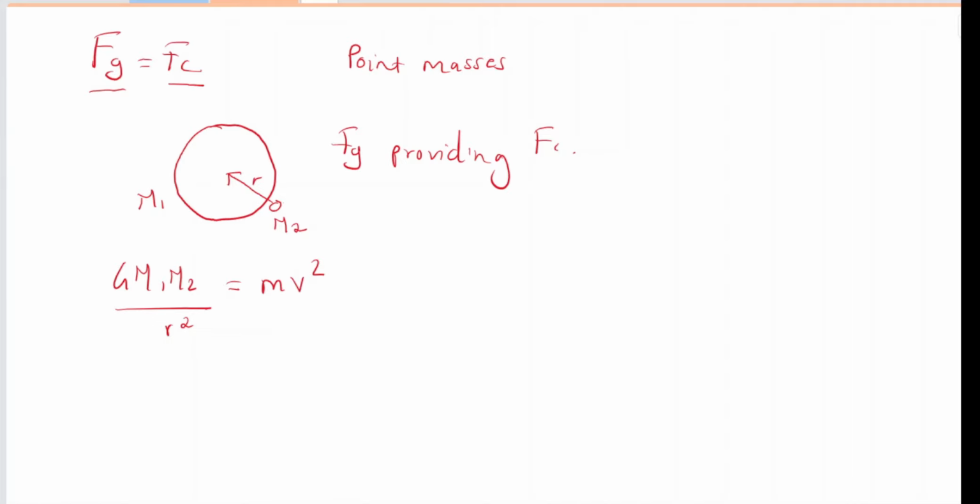m v square over r. Then you can see that one of the masses will cancel out. So let's say this one is m2 and this one is m, so the m and the m cancel out. This m2 can also be written as small m, by the way, because we're talking about the mass of the same object here. Then the radius as well can cancel out because you have r square over here and you have r over here. So this r can cancel out and one of the squares goes out. So you are left with G M over r equals v square.